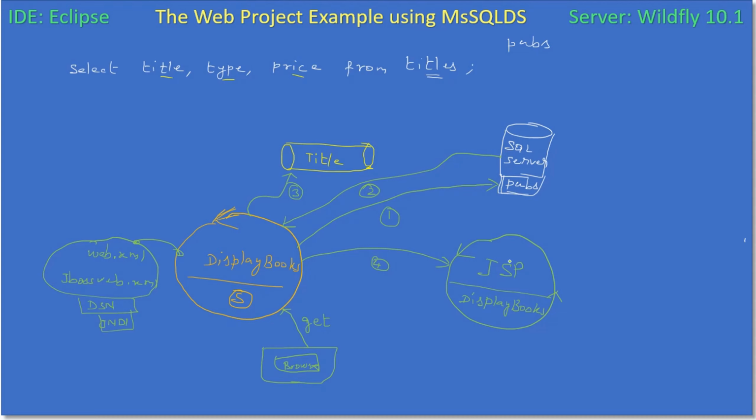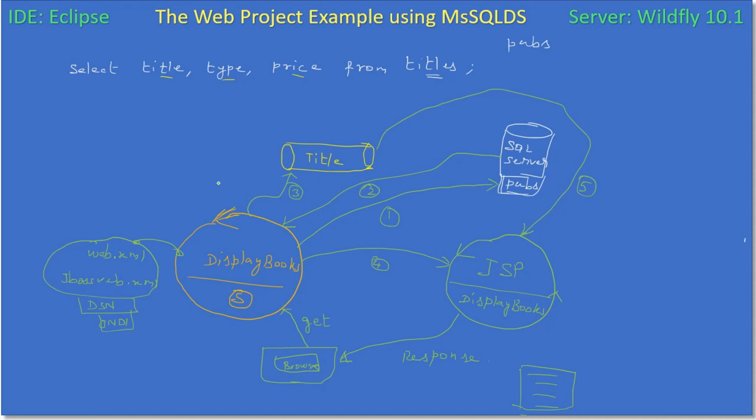The JSP file will read the bean and send the response. The JSP will ultimately use some HTML tags to display the book contents. Once again to reiterate, from the browser we will make a GET request for this display books servlet, and first it will make use of this JNDI detail, and it fires this SQL statement in the SQL Server pubs database. Then it retrieves the content and stores that in the title bean.